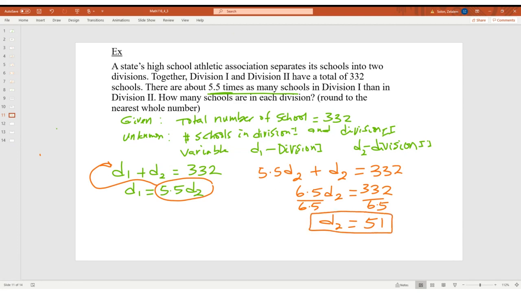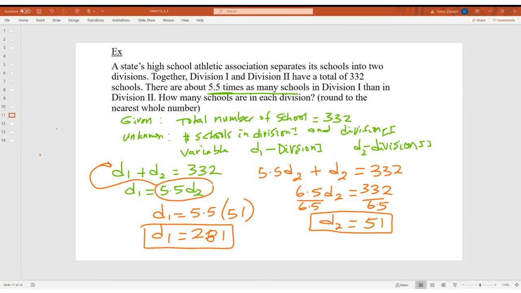Now to find Division 1, we know Division 1 is 5.5 times Division 2. So Division 1 equals 5.5 times Division 2, which is 51 in this case. Just substitute back. Multiplying 51 by 5.5 gives you about 281. We round it to 281 because the number of schools should be a whole number. So in Division 1 we have 281 schools, and in Division 2 we have 51 schools. That's basically what this means.